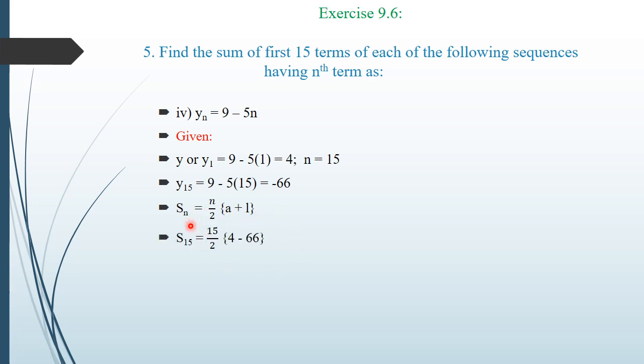I'll substitute all the known values here. In place of n I'll put 15, in place of a I'll put 4, and in place of l I'll put 66. Because of this minus sign we have minus here. Now 4 minus 66 will give me minus 62. Cancelling out this minus 62 by 2, I'll get minus 31. Therefore the sum of 15 terms will be 15 into minus 31, that will give me minus 465.